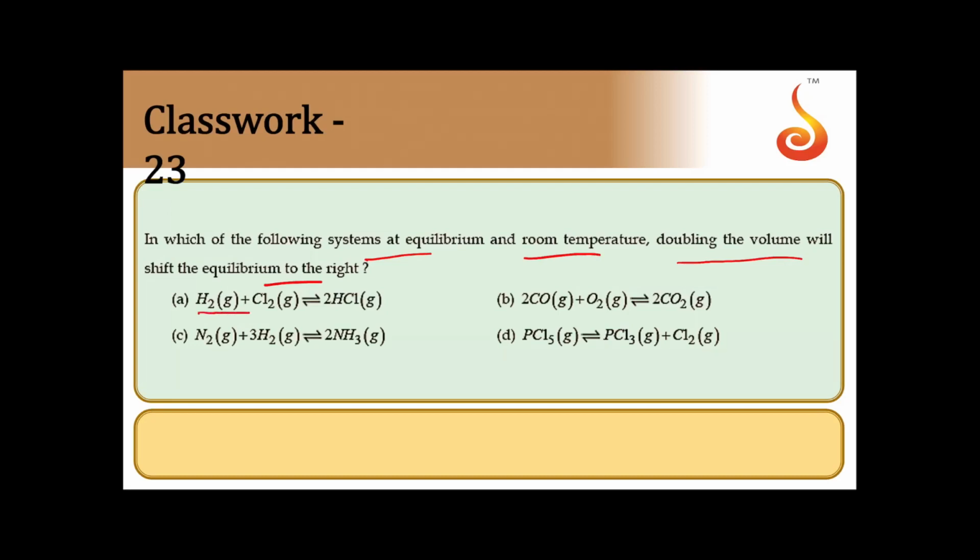Here delta n is equal to 0. Pressure has no effect in this case. Here more number of moles are in the backward direction, so it moves in the backward direction in this case. In this case, it moves in the forward direction because we have more number of moles in the forward direction. So the answer is option D. When volume is increased, pressure gets reduced. When pressure gets reduced, equilibrium moves in the direction where you have more number of moles, and more moles are there in option D. So the answer is option D.